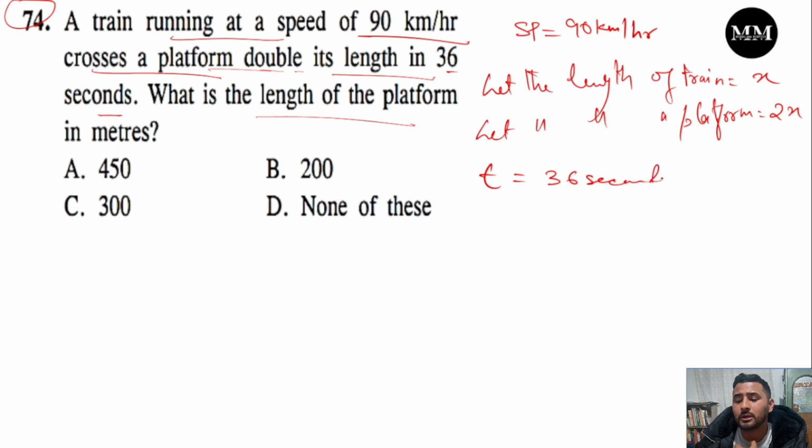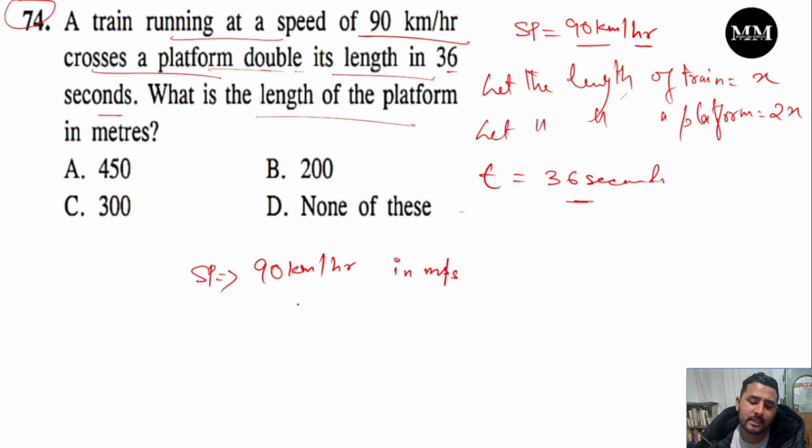Now what we are given is speed as 90 km per hour and time in seconds. So we'll have to convert either time or speed. Better you convert speed, that is 90 km per hour, into meter per second. So how will we do it? Just multiply 90 by 5 by 18. To convert to meter per second you multiply by 5 by 18. To convert to kilometer per hour you multiply by 18 by 5.